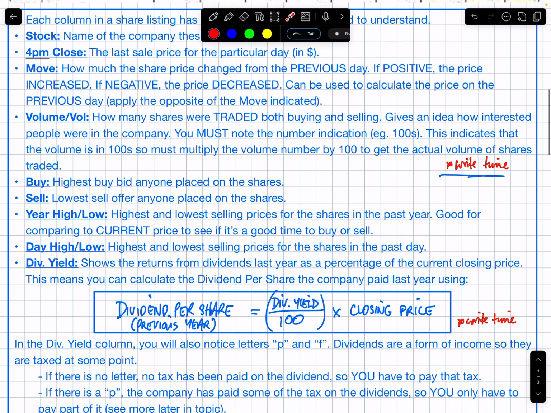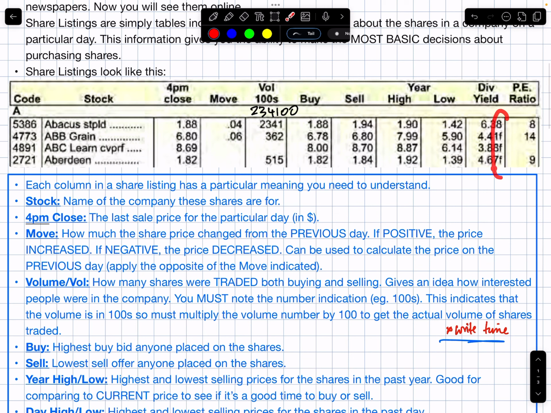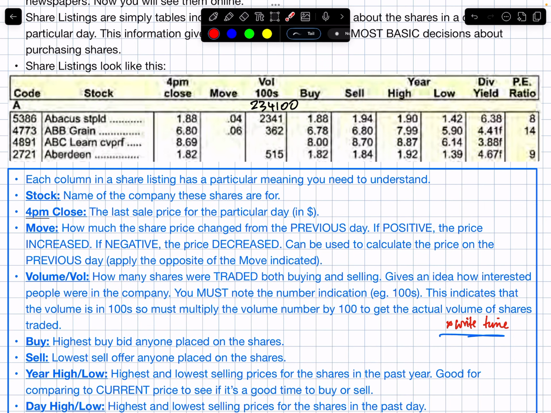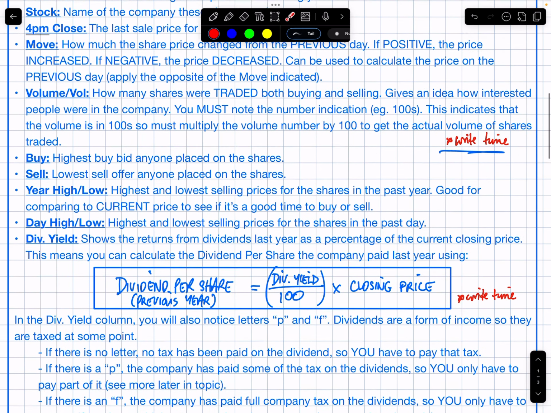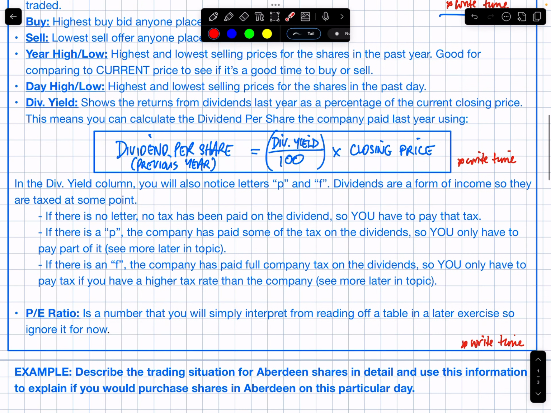In the dividend yield column, you'll also notice letters or lack of letters. So here we have FFF, there's no letter here. And sometimes you'll get P as well. What do those stand for? Well, in this country, dividends are a form of income, so they're going to be taxed at some point by the government, okay? For shares, taxing is known as the term franking instead, but that just means the same thing, it's tax.